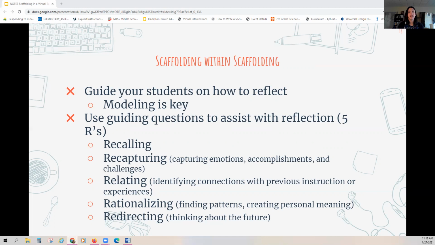Relating. So identifying connections to previous content or instruction. Remember back when we did X, Y, and Z? Well, we're going to be bringing that skill back out of the closet and we're going to be doing this, those sorts of things. Rationalizing. So looking at patterns and creating personal meaning, finding ways to make this relevant to the student and having that be the reflective piece. And then redirecting. So thinking about the future. How can you use this in your future endeavors?